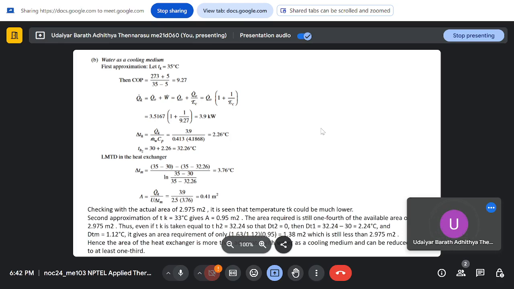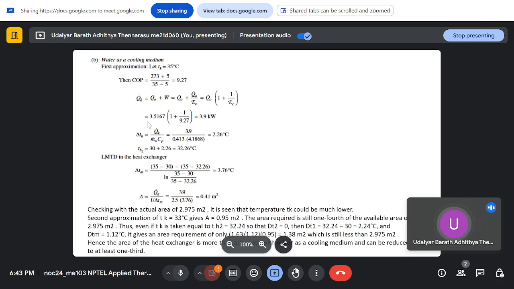In this case, since your water is at 30 degrees Celsius, we'll first assume that your condensing temperature is 35 degrees Celsius. With that the COP comes out to be 9.27 for the same 5 degrees evaporator temperature, and the Q which has to be rejected will come out to be 3.9 kilowatt for this case.